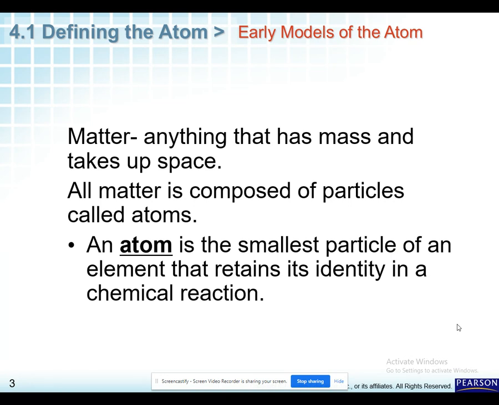So matter, hopefully you remember this from the very first section, we define it as anything that has mass and takes up space. And all matter is actually composed of particles called atoms. If we wanted to define an atom, it is the smallest particle of an element that is able to retain its identity in chemical reactions. So what I mean by retain its identity is both its physical and chemical properties. Because once you break those down into subatomic particles, they lose those properties that they have.